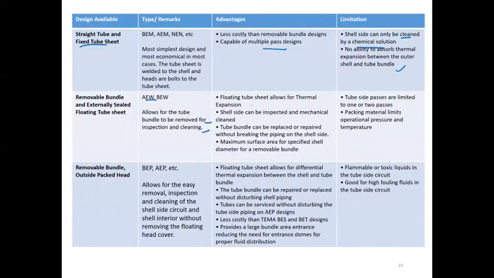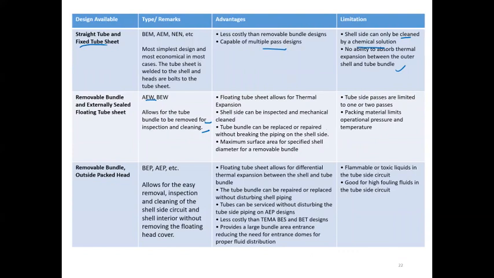Okay, this is the list of the advantages. It has a floating tube sheet, which allows for thermal expansion. Okay, the shell side can be inspected and mechanically cleaned. The tube bundle can be replaced or repaired without breaking the piping on the shell side, and it gives the maximum surface area for a specific shell diameter for a removable bundle.